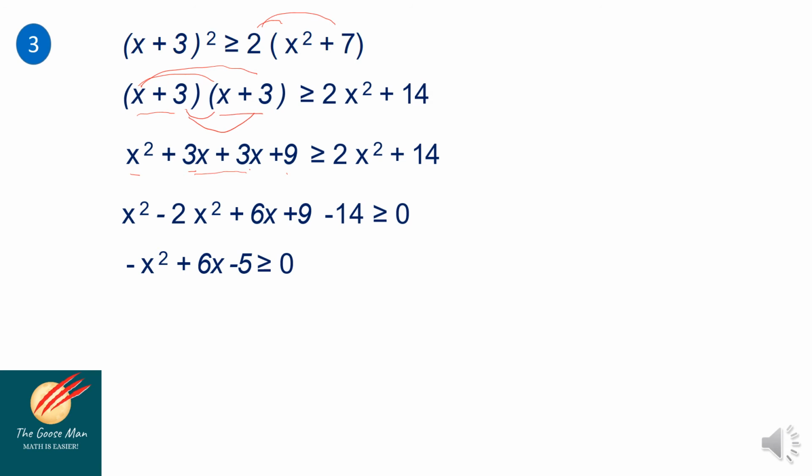So, again, I'll multiply both sides of the inequality by negative 1 to make this negative x squared positive. But take note that whenever you multiply or divide by a negative, you will change the direction of the inequality, such that negative 1 times negative x squared is equal to x squared minus 6x plus 5. But this time you change the direction of your inequality.